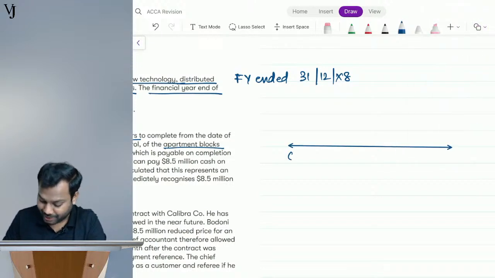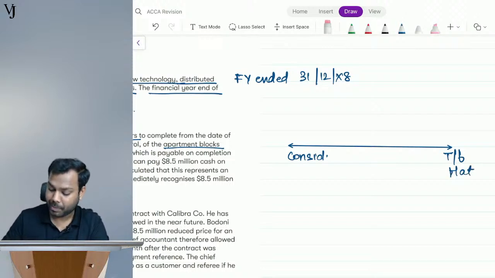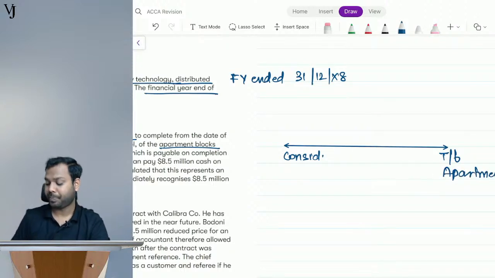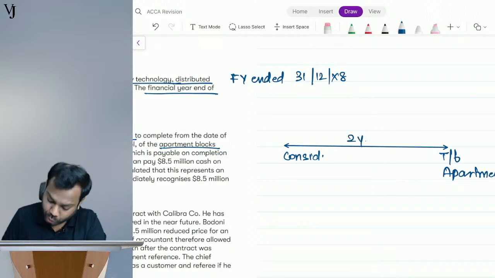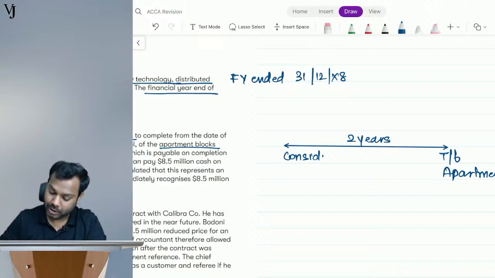this is the date when I receive the consideration and this is the date when I transfer the apartment block to the customer. I write: transfer apartment block to customer. The difference is 2 years.